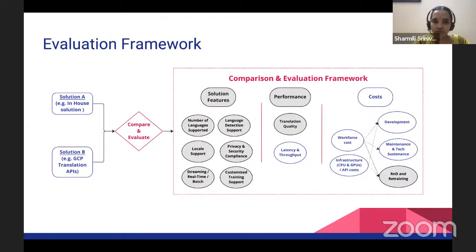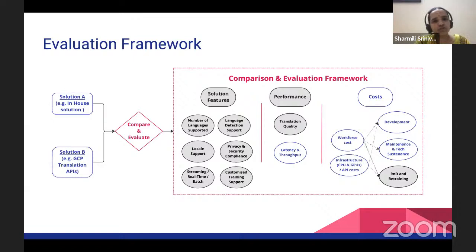So this is the framework which we use to compare between two solutions. The two solutions can be vendor A versus vendor B, or it can be a vendor versus an in-house solution, right? So there are three main verticals which we used for comparison. One is the solution features, other is the performance, and third is the cost, right? Solution features, as I touched on a bit earlier, a few of these features are very much aligned with the use case itself. For example, for translation, we checked the detection capabilities, locale support, and the number of languages the solution is able to translate.